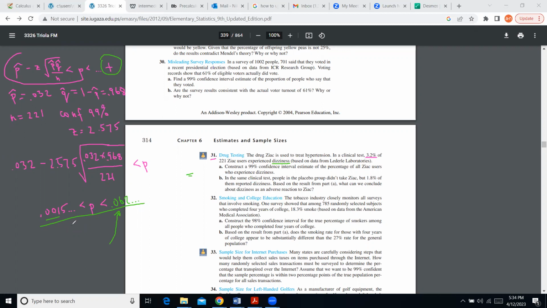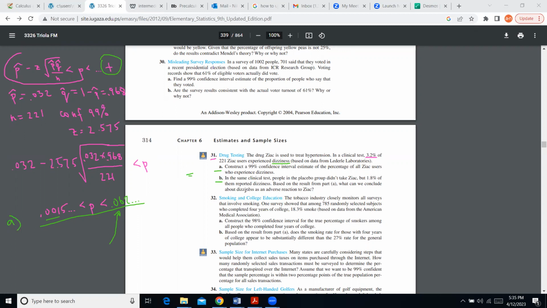So please notice that this is a percentage. It's always in between 0 and 1, because that's probability, it cannot exceed 1. So if your answer for a percentage happens to be more than 1, well, then something is miscalculated. And that's something that one should realize. So that was part A of the exercise. I constructed a confidence interval. So somewhere on this interval in between pretty much 0 and 6 something percent is the proportion of people that experience dizziness.